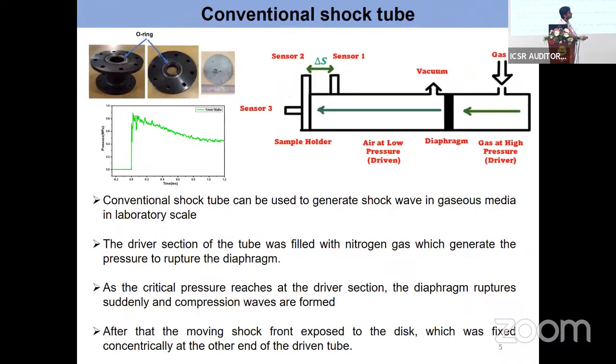This is the conventional shock tube. In a conventional shock tube, there are two parts: one is called the driver section, and this one is the driven section. The driver section is kept at higher pressure, and the driven section is at lower pressure. The driver section of the tube was filled with nitrogen gas, which generated the pressure to rupture the diaphragm. As the critical pressure is reached, the diaphragm bursts and compression waves are formed. The moving shock front is then exposed to the disc, which was fixed concentrically at the other end of the driven tube, and my sample is fixed between two O-rings.